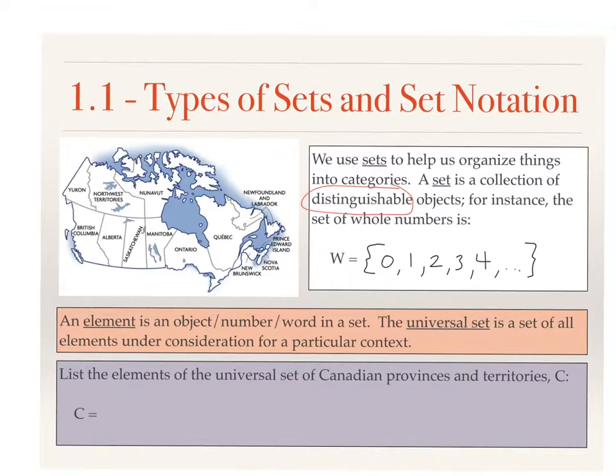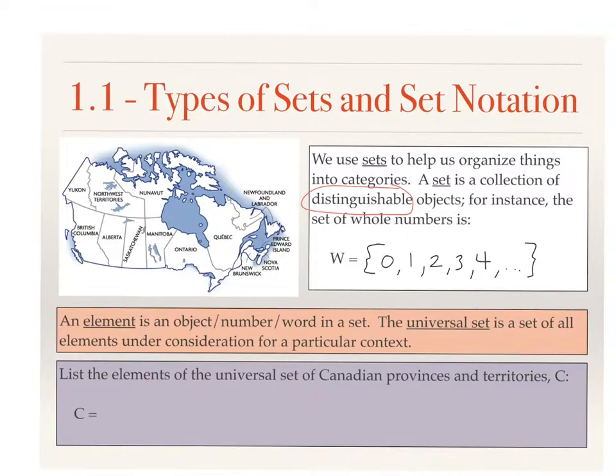An element, this is the next definition, we've got lots of words here to know. An element is an object, number, or word in a set. So for instance, in this set of whole numbers that I wrote up here, 0 is an element. Okay, that's an element. 1 is an element. 2 is an element, and so forth.